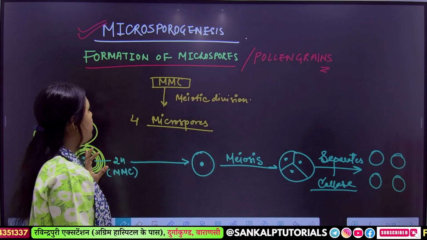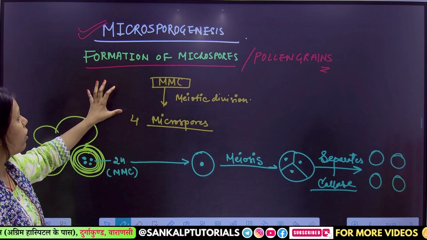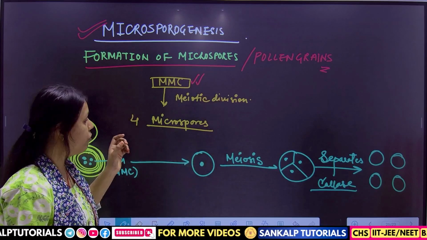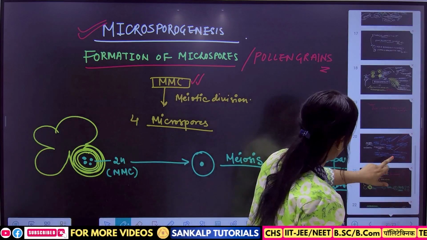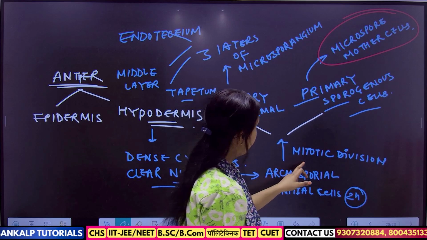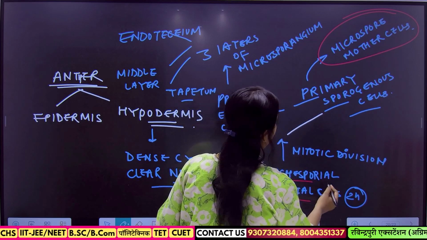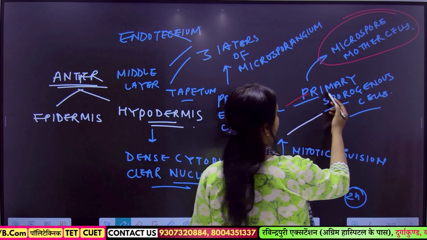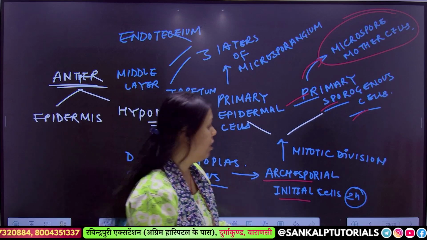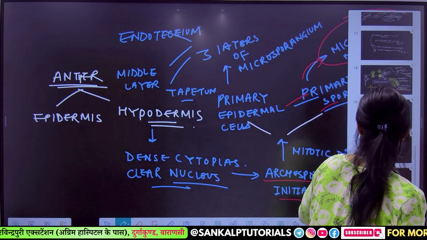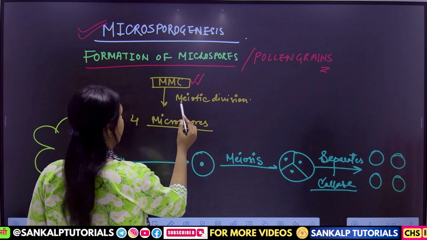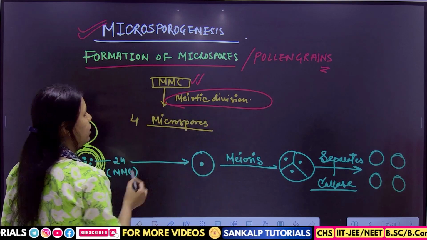So how is it formed? Microspores are formed by microspore mother cells, which are already formed by mitotic division in archesporial initial cells that form primary sporogenous cells, and these primary sporogenous cells further divide to form microspore mother cells. These microspore mother cells are further divided by meiotic division.